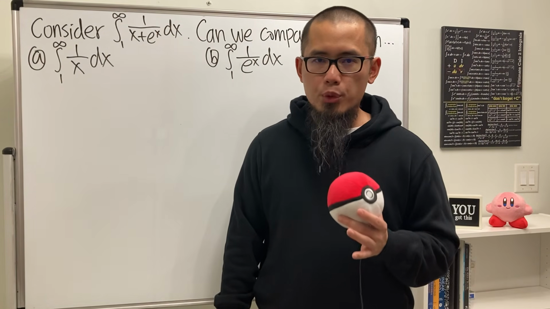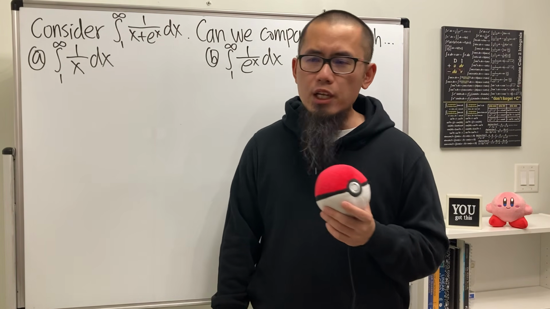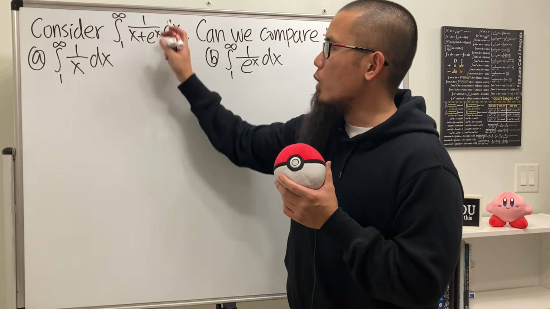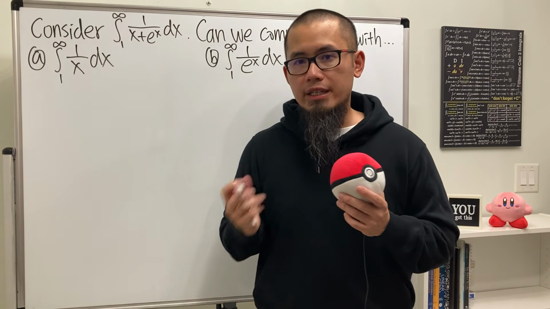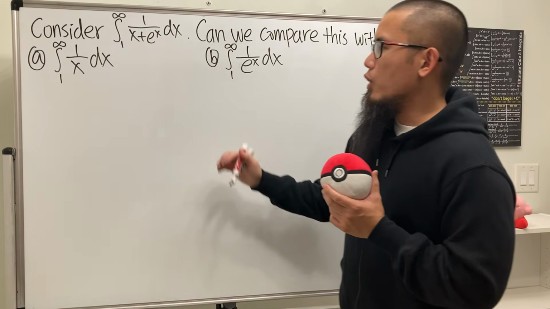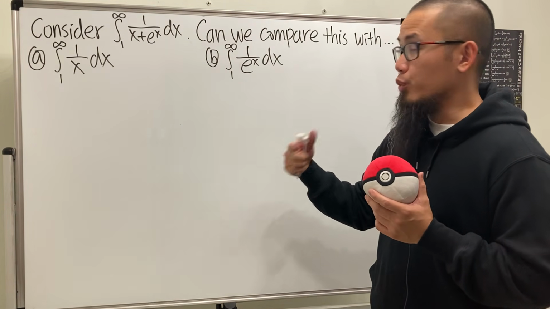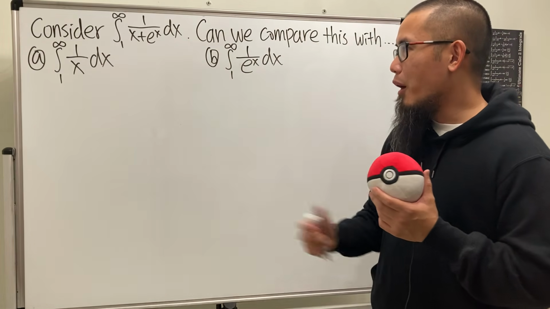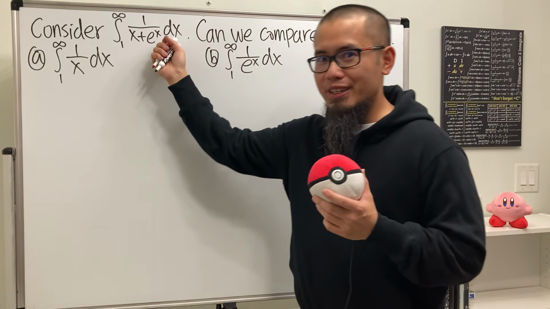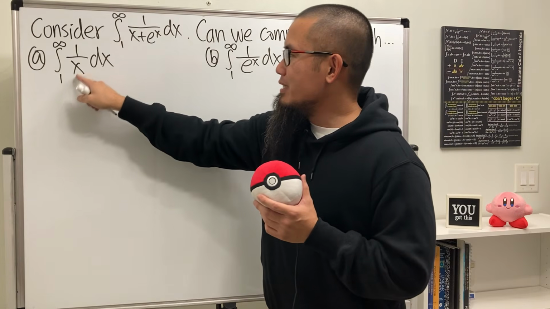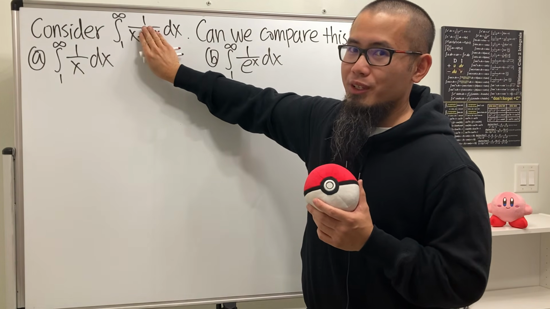How do we use the comparison test to show that the improper integral going from 1 to infinity of 1 over x plus e to the x converges or not? Here, we have two choices. We will see if we can use one of them to compare with that and argue if this right here converges or not. First off, notice this right here is just that portion where we ignore the e to the x.